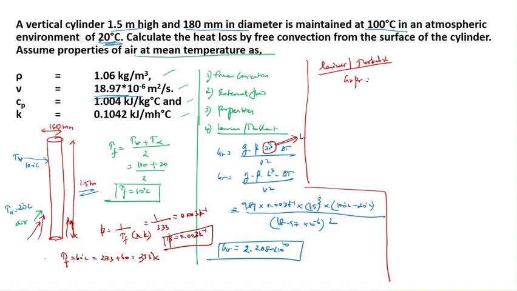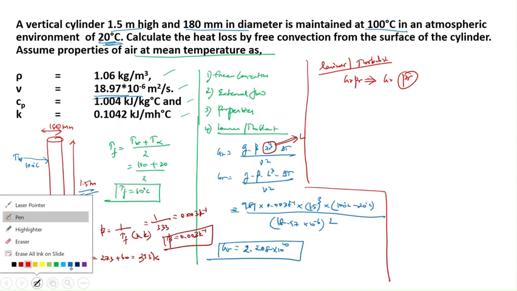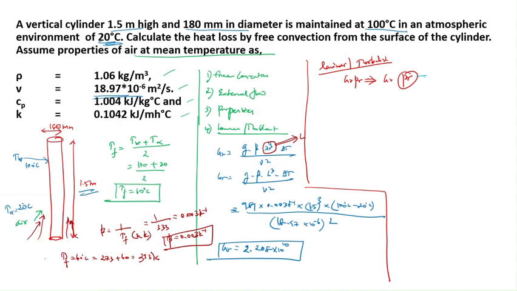GR, you already found that. How to find the PR? In the previous problems, we took PR from the data book, at 60 degrees Celsius. But here the PR can be calculated indirectly in this problem. How can we calculate it indirectly? How is PR found from the data book?